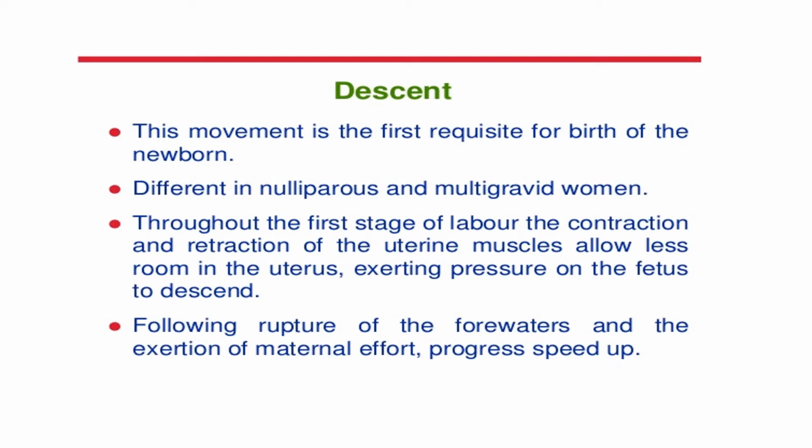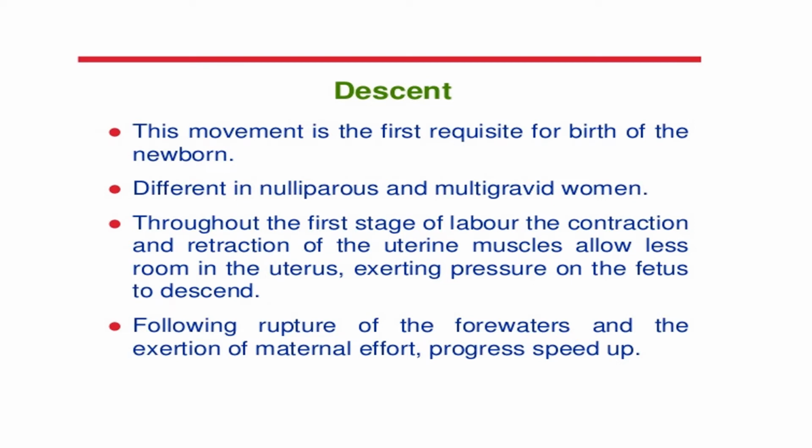And throughout the first stage of labor, because of the contraction and retraction of the uterine muscles, the space inside the uterine cavity will decrease and the pressure inside the uterine cavity will increase, and this less space and increased pressure will push the baby downward. At the same time, as I have told you, the upper segment of the uterus will be contracting and will act like a piston, pushing the baby downward.